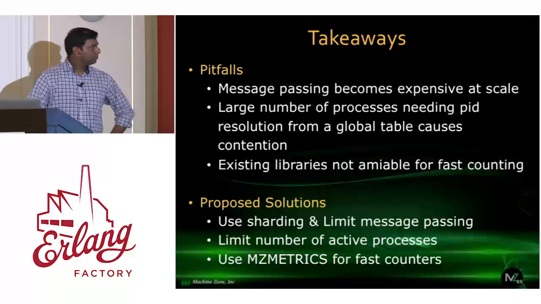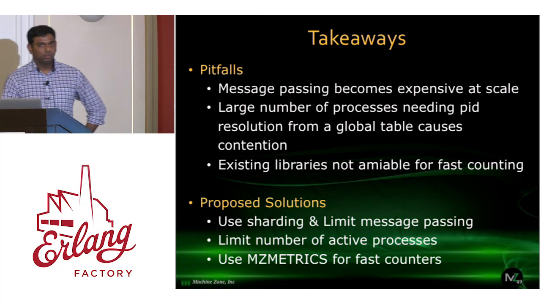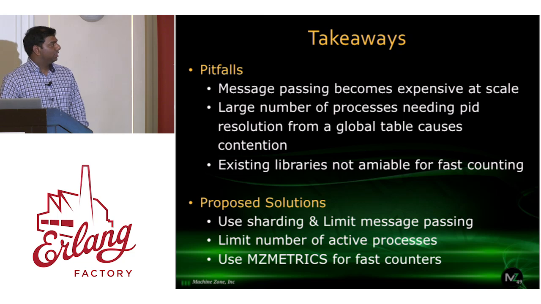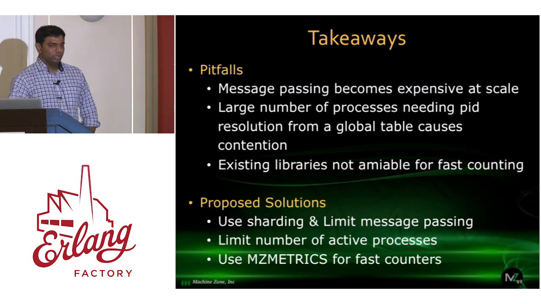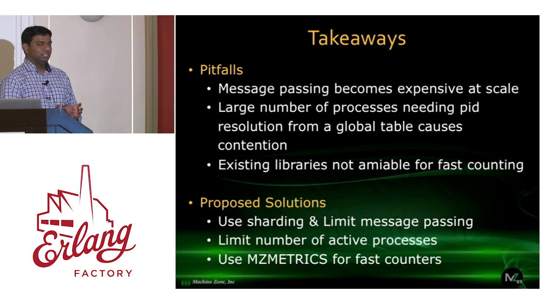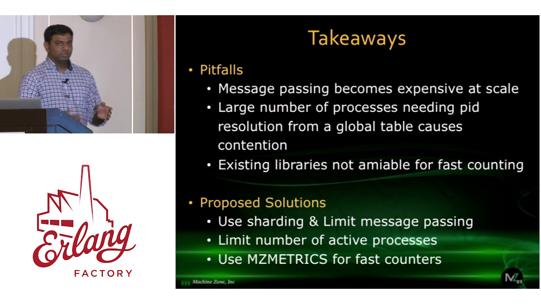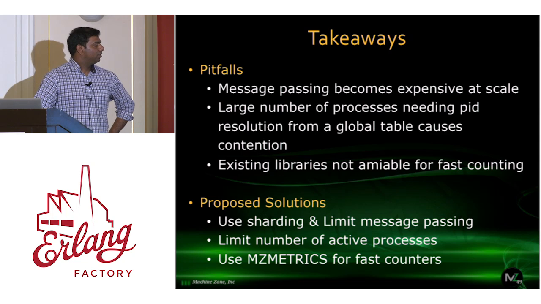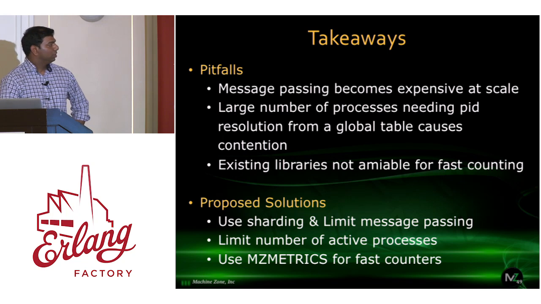So in conclusion, we showed that we found message passing to be expensive when we try to do it at a massive scale. And we also showed that when we create a large number of processes, there is a lock that seemed to be causing contention. And we were not able to use existing libraries for fast counting, so we had to come up with our own implementation.